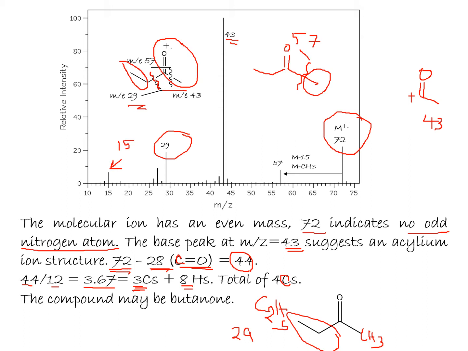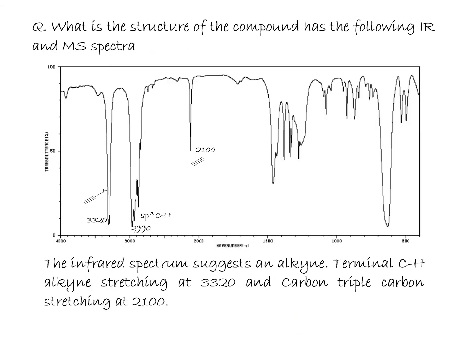I think this one is very easy, right? Just to start up the lecture with an easy one. Okay, now, what is the structure of the compound that has the following IR and MS spectra?